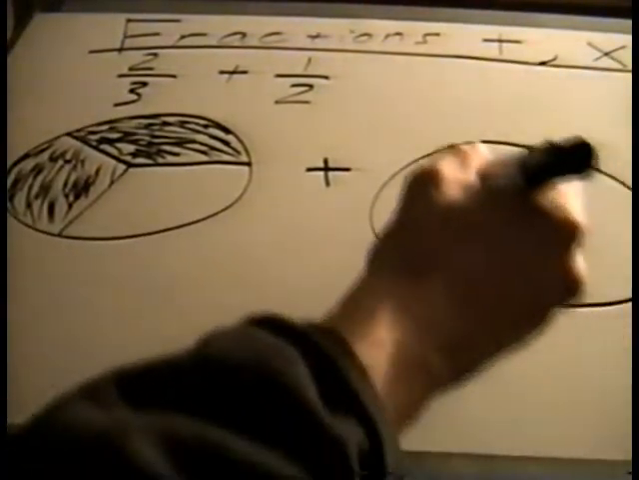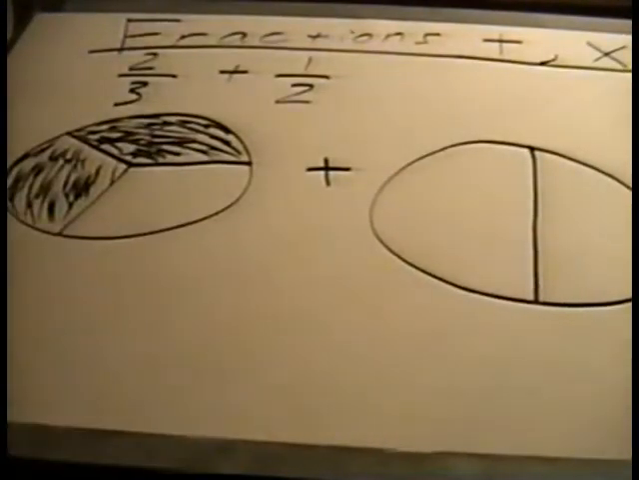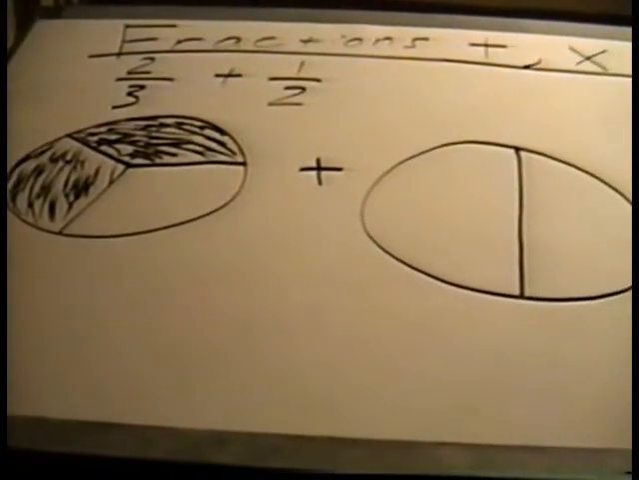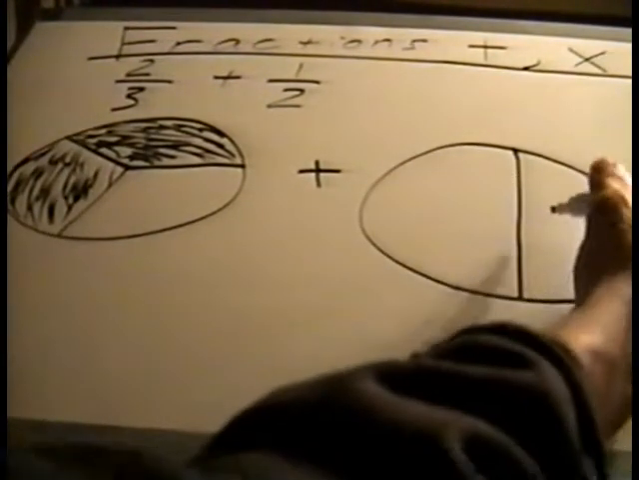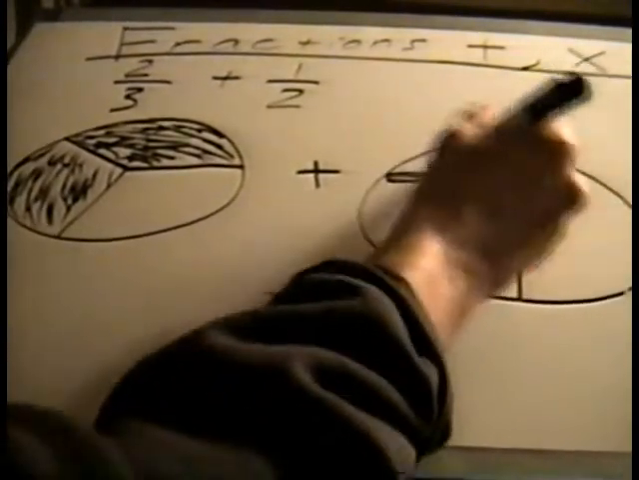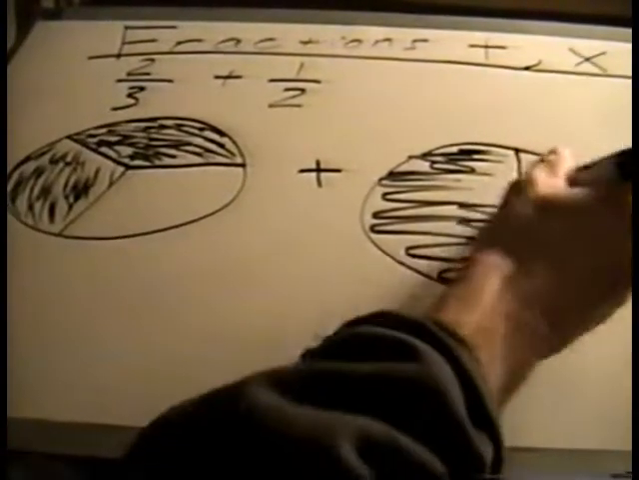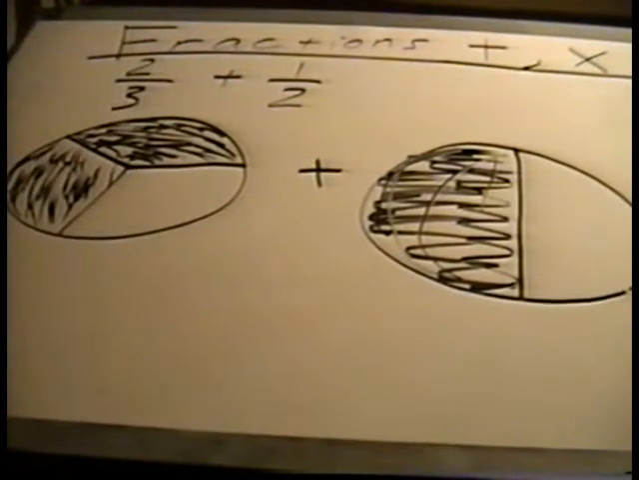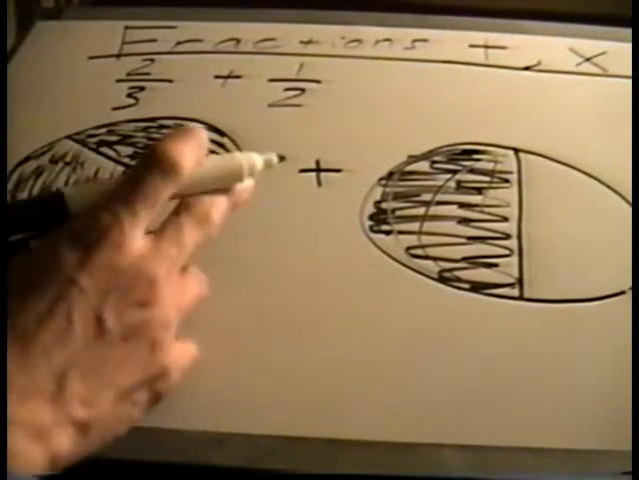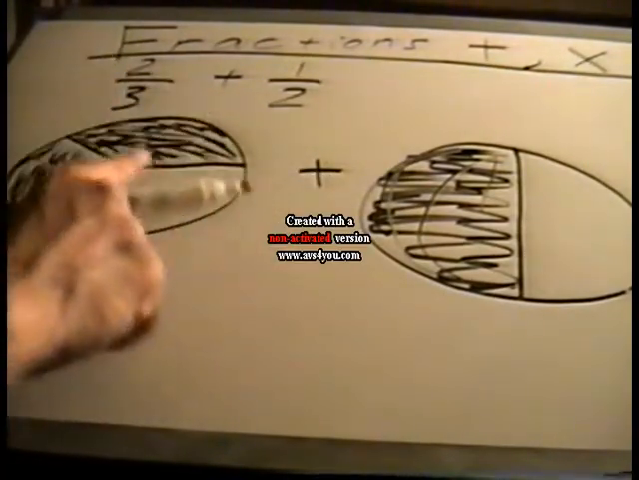2/3 plus 1/2. Now what we're going to have to do is make these like denominators, so we're going to have to change each denominator.